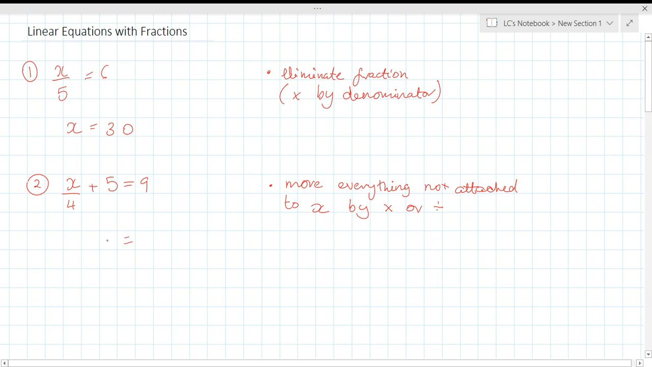So what we're left with on the left-hand side is just x over 4. And we have 9 minus 5, which is 4. And at this point, again, we eliminate the fraction. And we do that by multiplying by the denominator. So we get a final answer of x is equal to 16.